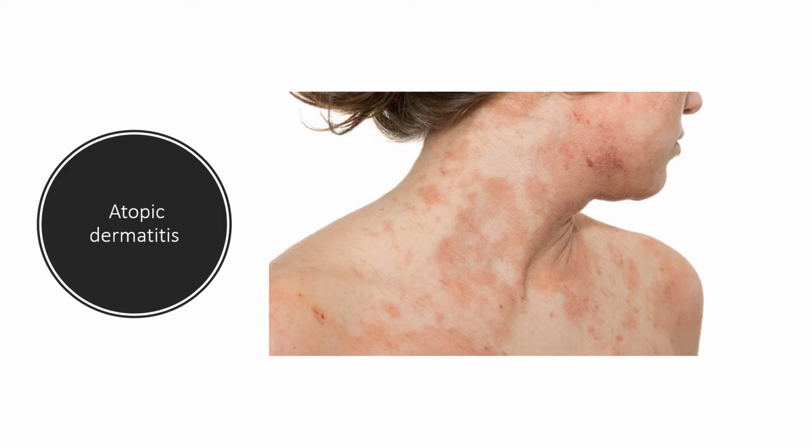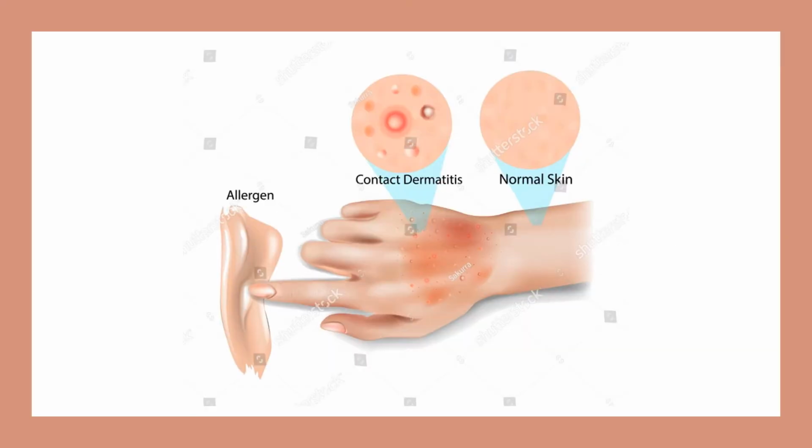Atopic dermatitis is commonly called eczema. It's often inherited. The eczema develops during infancy, and a person with eczema may have rough patches of dry and itchy skin. Contact dermatitis occurs when a substance touches your skin and causes an allergic reaction or an irritation. This kind of dermatitis may cause rashes that blister, burn, itch, or sting.